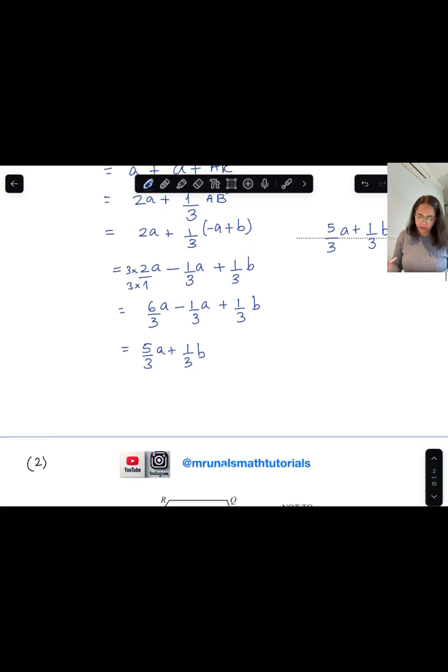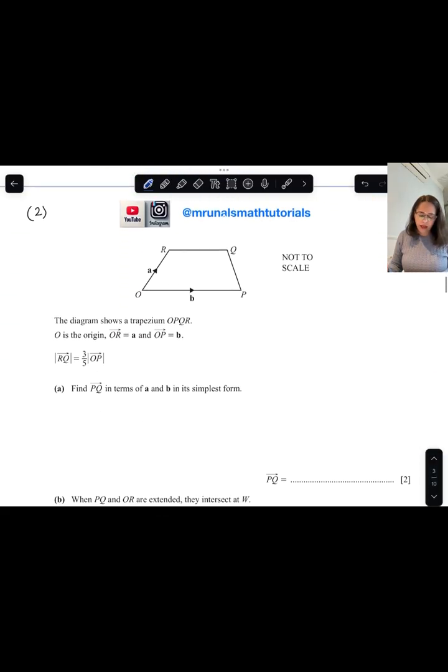All right. Question 2. The diagram shows a trapezium OPQR. O is the origin, and it's been given to us that OR is a, OP is b, and RQ, that means this length over here, is 3/5 of OP. So I can write this as 3/5 of b, because we can see that it is going to be 3/5 of b.